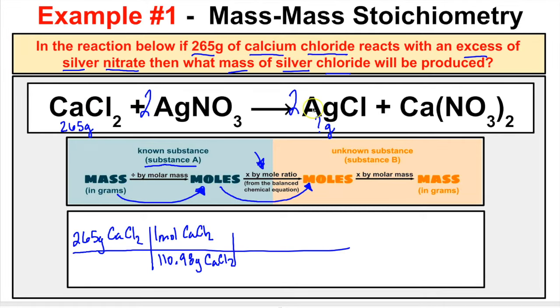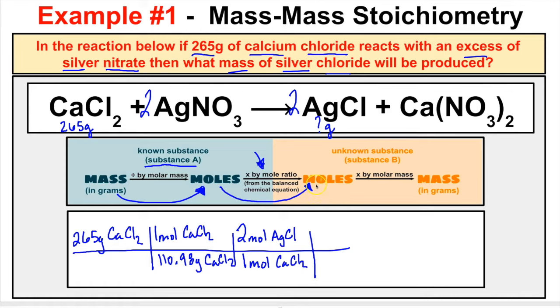So if we take a look, what this chemical equation is telling us is that for every 2 moles of AgCl, there is 1 mole of CaCl2. Okay, so bam, that's this step right here, the mole ratio step.